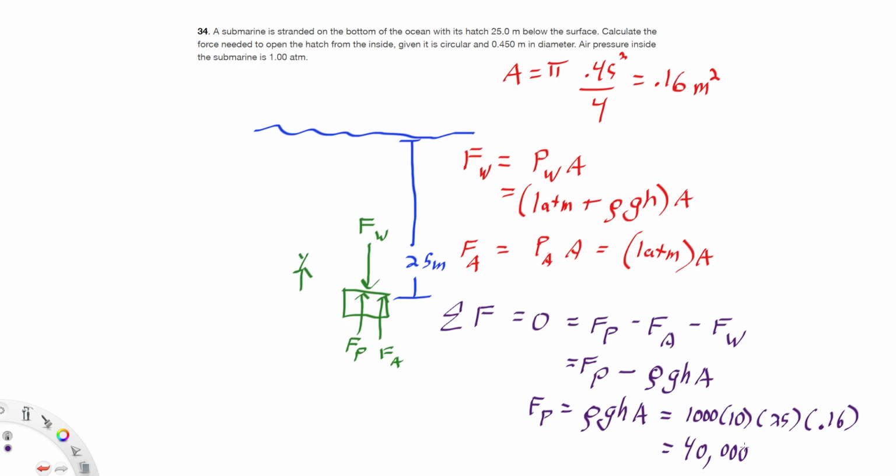Questions, comments? But why did you add rho g h to 1 atmosphere? So there's 1 atmosphere of air pressure up top, which is pushing on the water, right? Okay. Got it. Sorry, yeah. Okay.